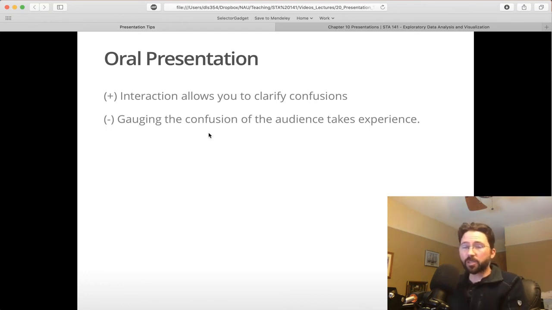Now, this takes work to understand when people are confused, and you have to read the expression on people's faces because not everyone is going to raise their hand and say something when something's confusing. So it takes a little bit of experience to learn how to gauge the level of confusion that an audience has. But in general, oral presentations can be a really good way of presenting data or information to people.